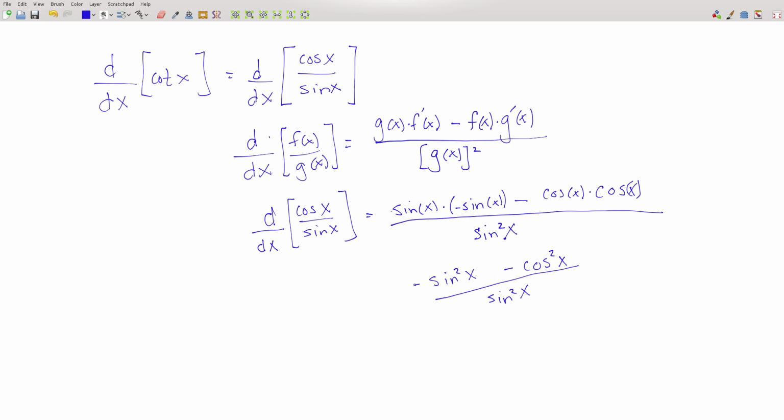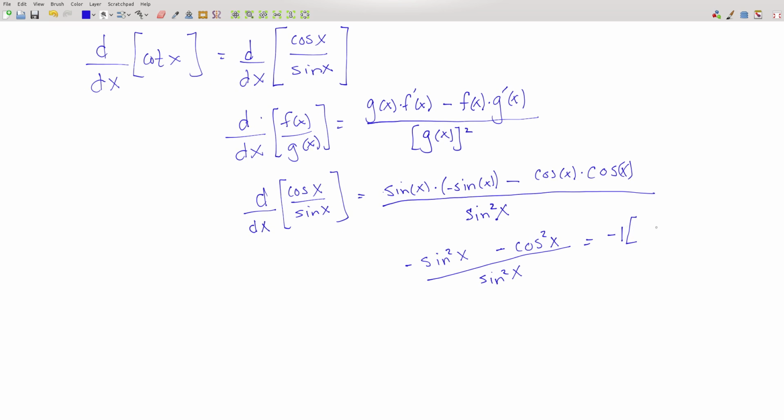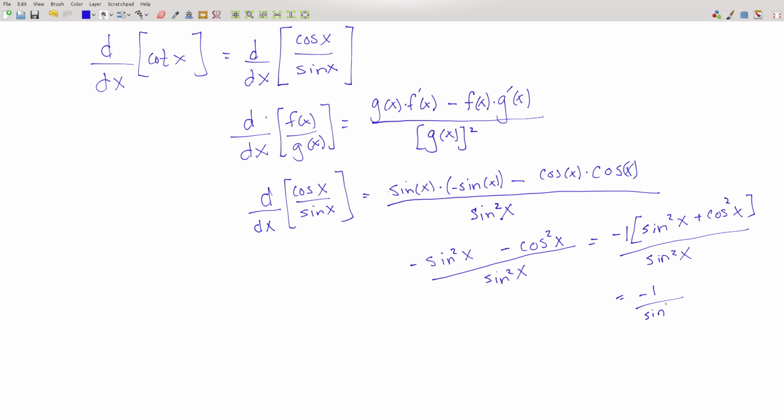What I'm going to do now is factor a negative 1 out of the top, and I have negative 1. On the inside we get sine squared x plus cosine squared x over the sine squared x. And do you see sine squared x plus cosine squared x? This, of course, is 1. So it's negative 1 times 1. So this is negative 1 over sine squared x.